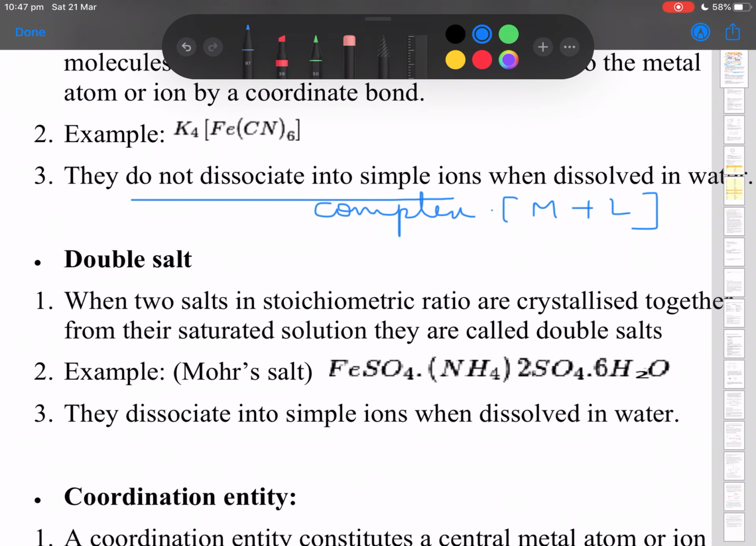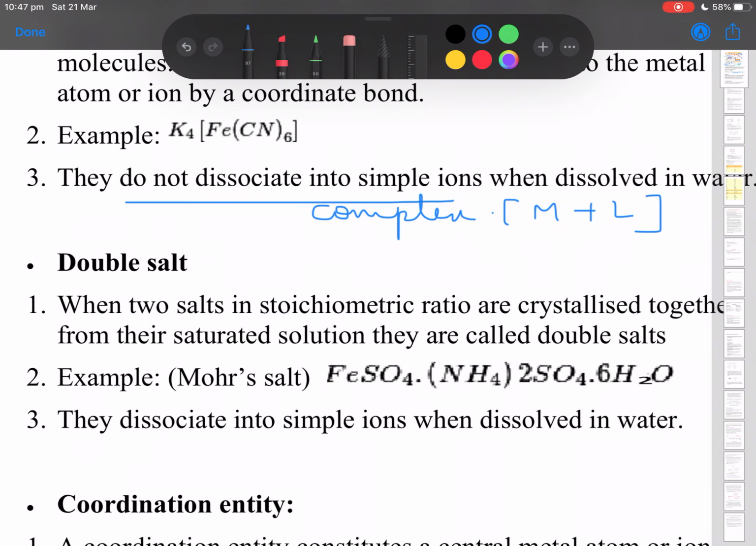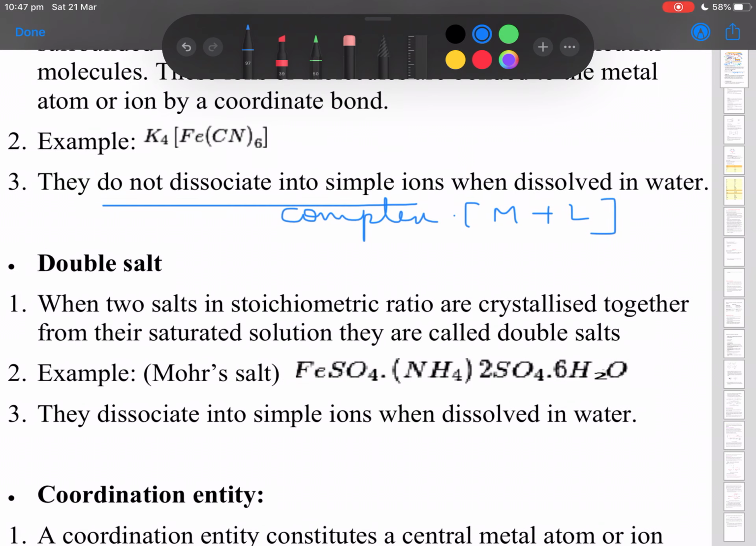Fine. Now there is another term called double salt. So that's the difference between coordination compounds and double salt. A double salt is made up of two salts. I say a double salt is made up of two salts together.